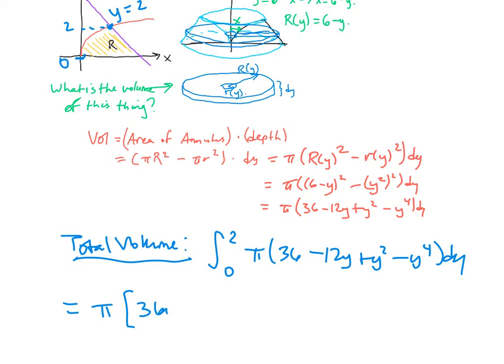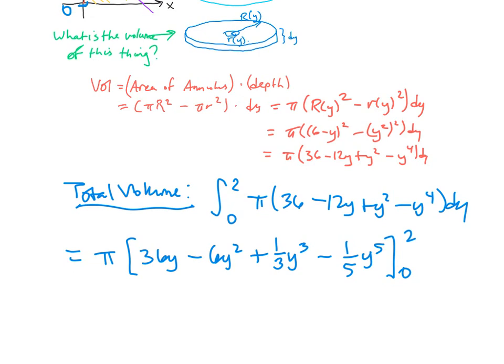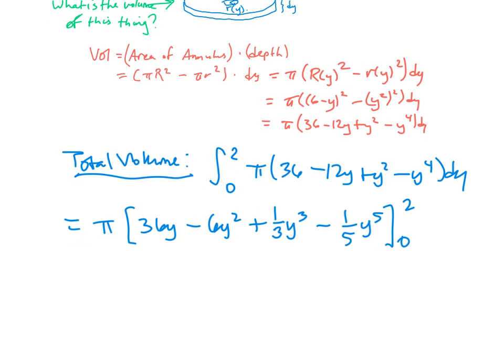I think I'm ready to go ahead and start taking antiderivatives. This is 36y minus 6y squared plus 1/3 y cubed minus 1/5 y to the fifth, from 0 to 2. And now I just have a bunch of calculation to do. This is a terrific example setup on my part here. I probably should have picked something a little bit easier, but I think I can work this out. First of all, one nice thing is this entire mess is 0 when y is 0. So I really just need to worry about the value when y equals 2. Thank goodness for small favors here.